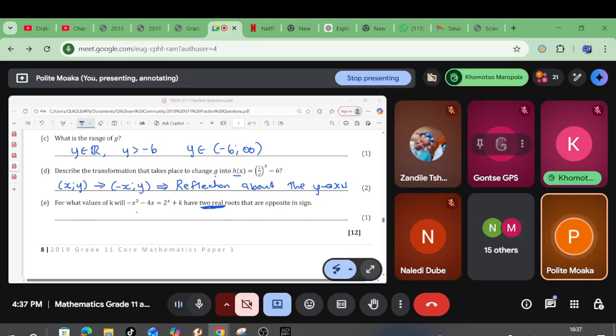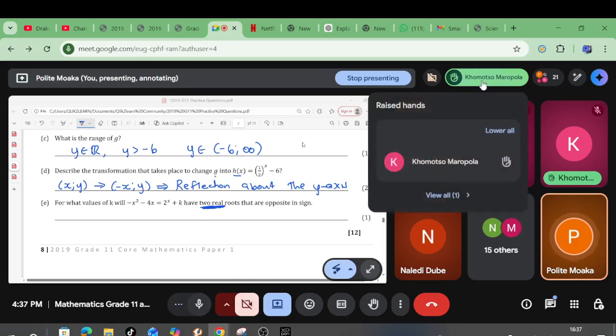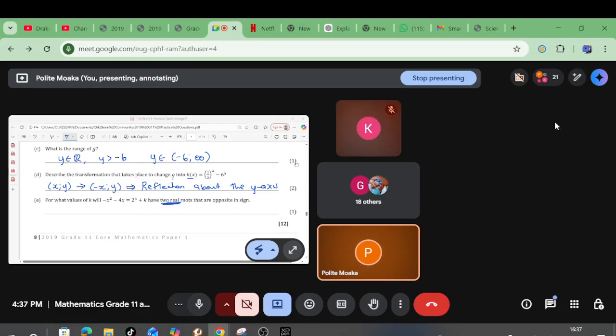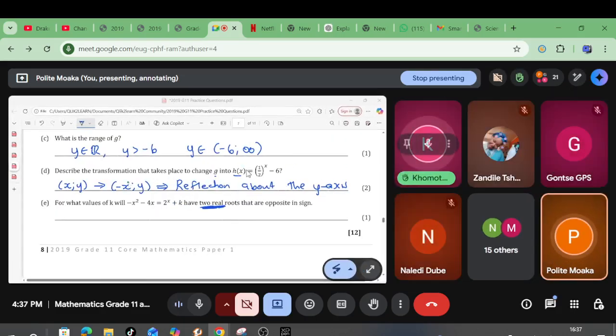2 real roots that are opposite in sign. Oh, we have Komoto raising a hand. Komoto, I'm listening. I think you have a question. Sir, even the... Yes, sir.